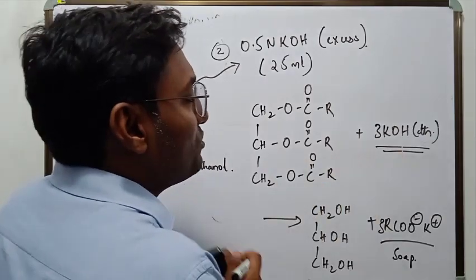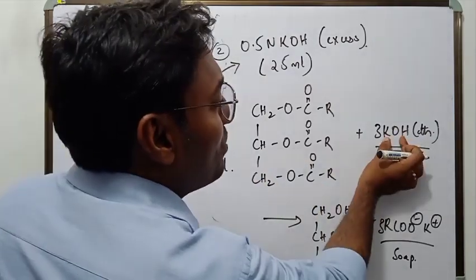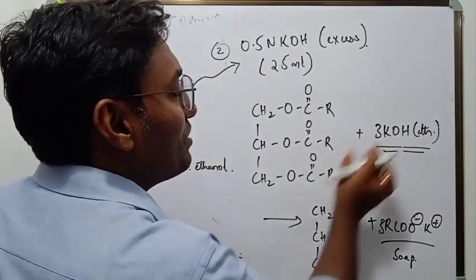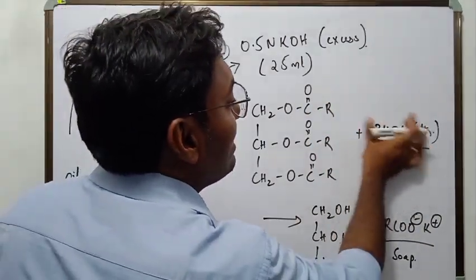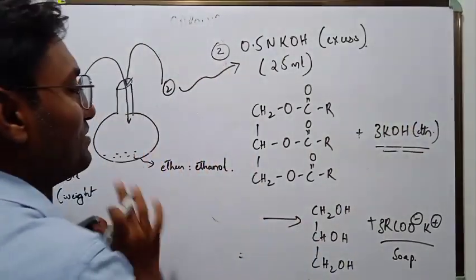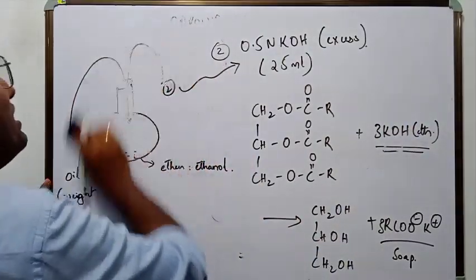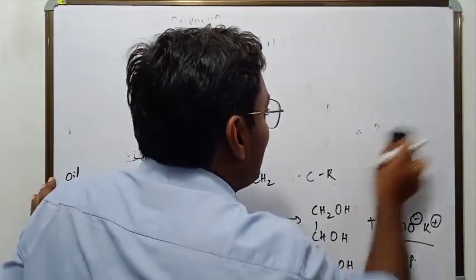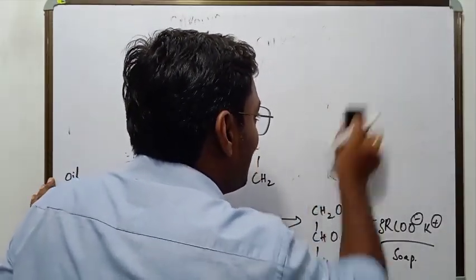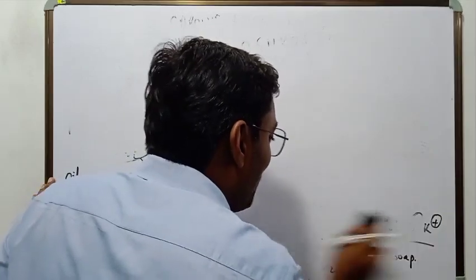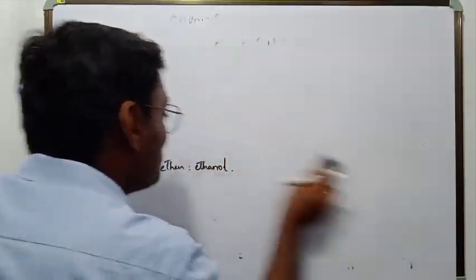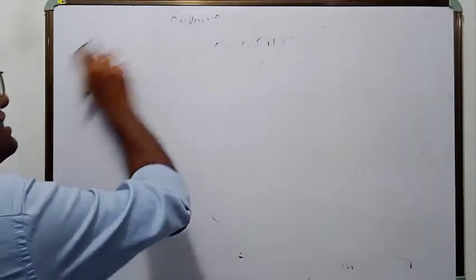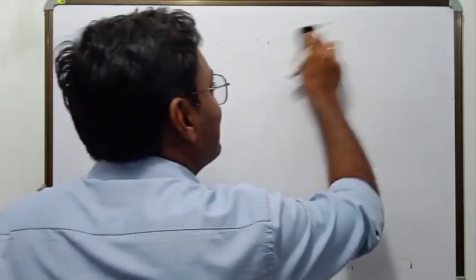We just need to understand that some amount of KOH has reacted with the triglyceride molecule. So that means there is remaining KOH in the system. What will you do with the remaining KOH? What is KOH? It is a strong base. So you can go for acid-base titration against a strong acid.